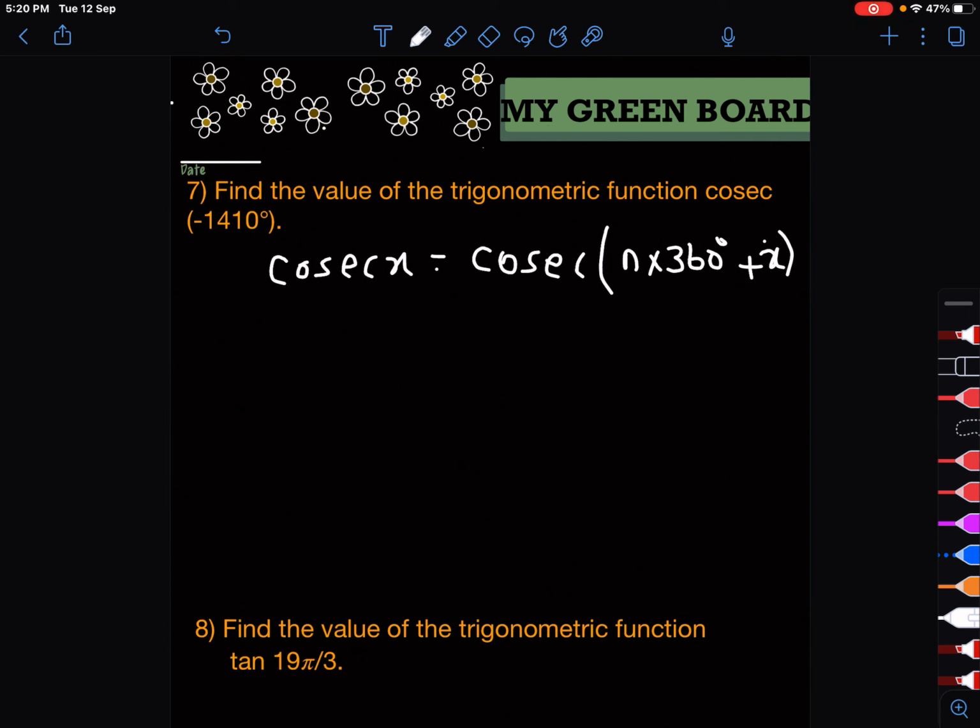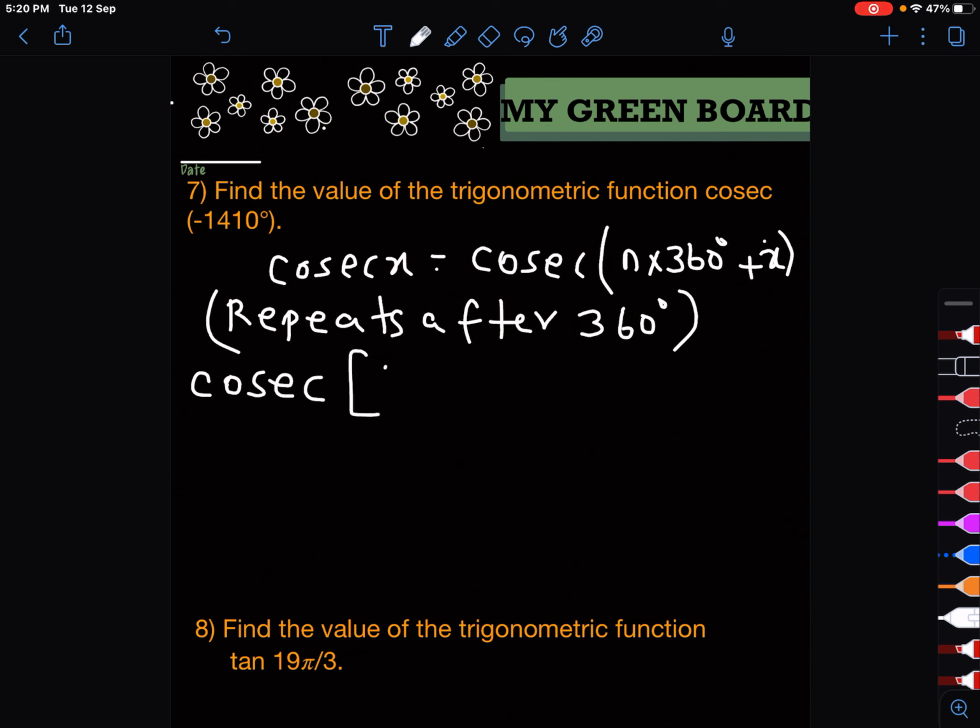Now as I told you, other than sine and cos, secant and cosec, tan and cot repeat after pi. So cosec will repeat after 360 degrees, isn't it? So we know this, it repeats after 360 degrees. So what will happen is, we have to take cosec of 4 into 360, plus or minus of 1410.